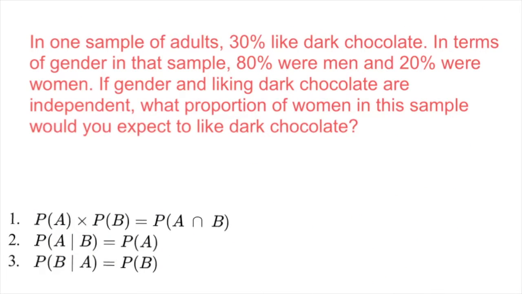In this scenario, we have one sample of adults, 30% like dark chocolate. In terms of gender in that sample, 80% were men and 20% were women. If gender and liking dark chocolate are independent, what proportion of women in this sample would you expect to like dark chocolate? So we're going to call event A liking dark chocolate.